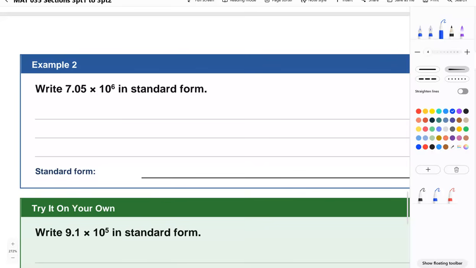The next one, we have 7.05 times 10 to the 6th. So we're going to move the decimal 6 places. 1, 2, 3, 4, 5, 6. We're filling in with 4 zeros. So we have 705 and then 4 zeros. So there's my thousands. So this is 7,050,000.